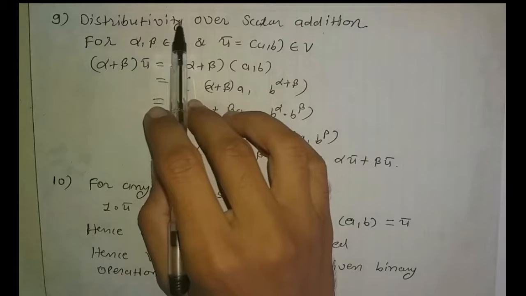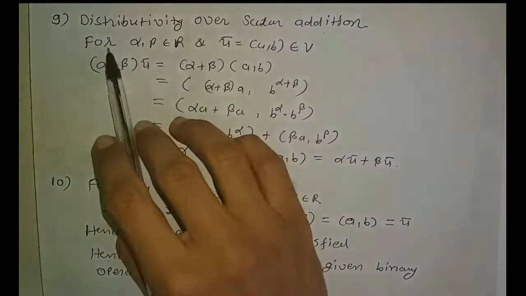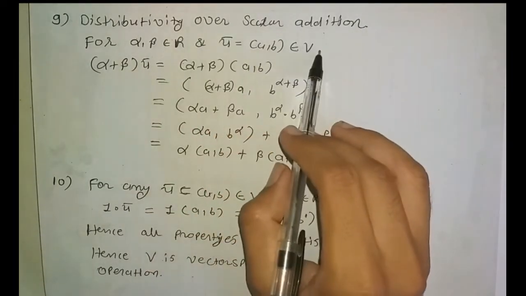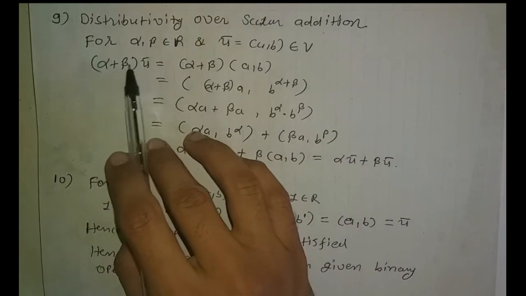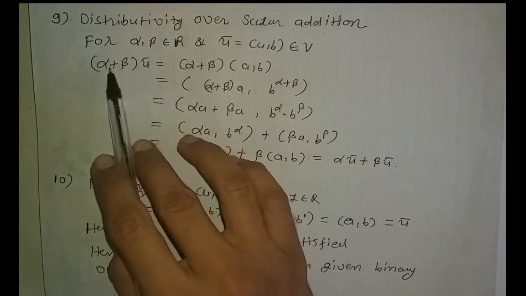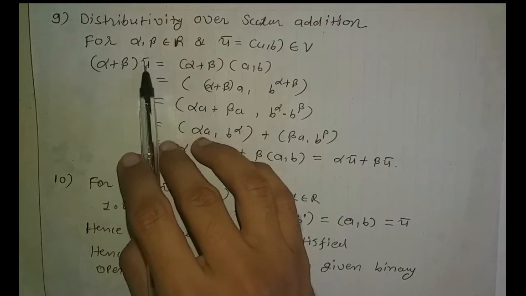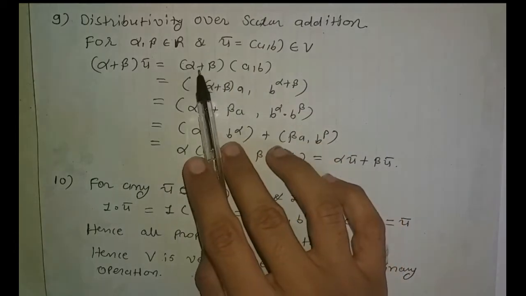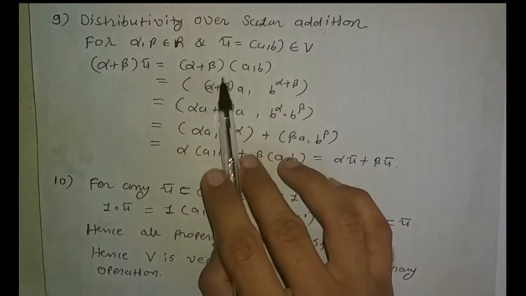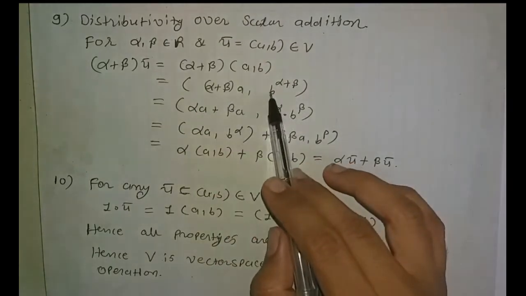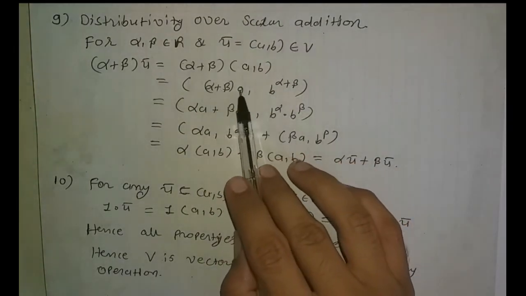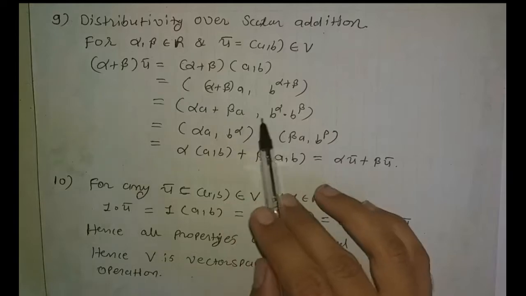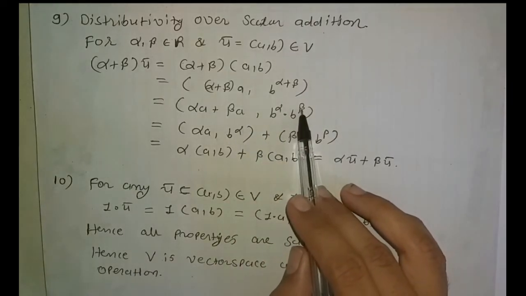Now distributivity over scalar addition. For that, consider two elements alpha, beta belongs to R and vector u bar is equal to (a, b) belongs to V. Now alpha plus beta of u bar. This is the scalar multiplication of alpha plus beta with vector u bar. So u bar is equal to vector (a, b). So scalar multiplication, how is it defined? Multiplication with the first element and power of the second element. So (alpha plus beta) a and b raised to alpha plus beta. This can be written as (alpha a plus beta a, b raised to alpha times b raised to beta).